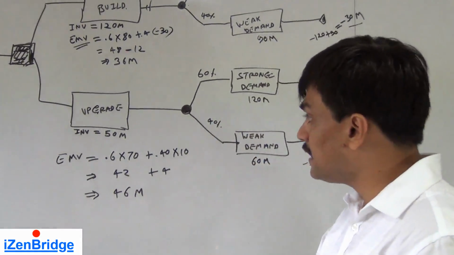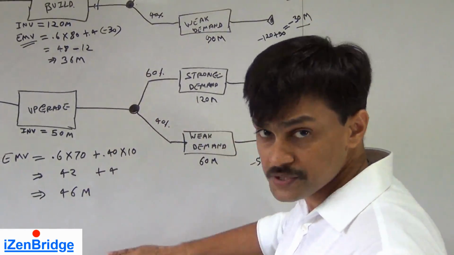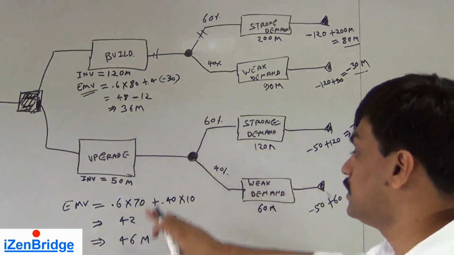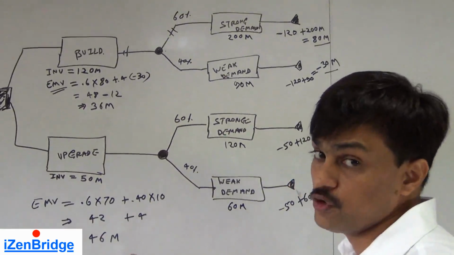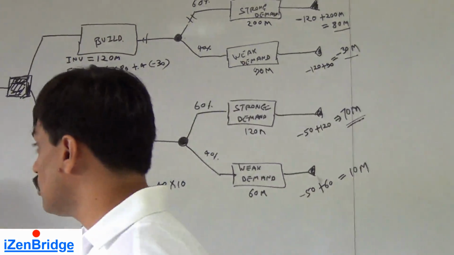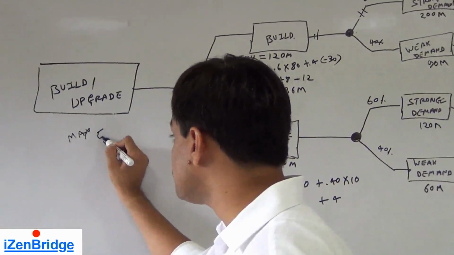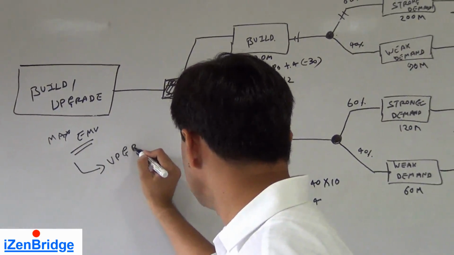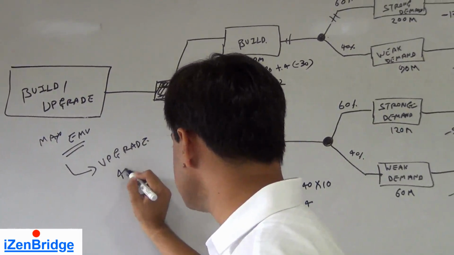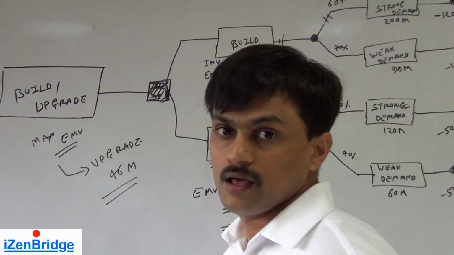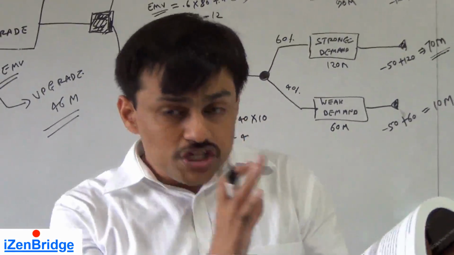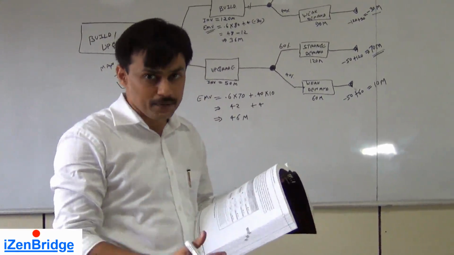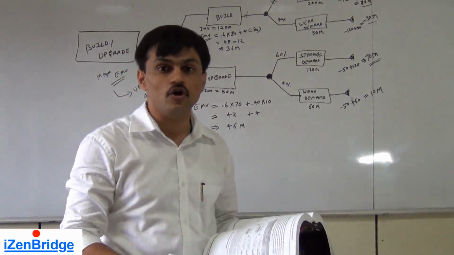So what is recommended here is that we have two decision options. Decision 1 has an expected monetary value of 36 million. Decision 2 has an expected monetary value of 46 million. So by this we can take the maximum expected monetary value decision and we can go for upgrade since it is giving us 46 million. Now this is how the tree diagram and expected monetary value can be put together and help us make decisions on the basis of numbers.